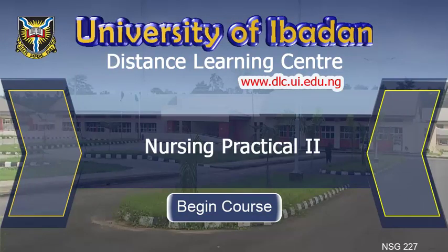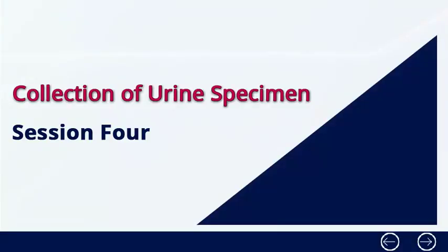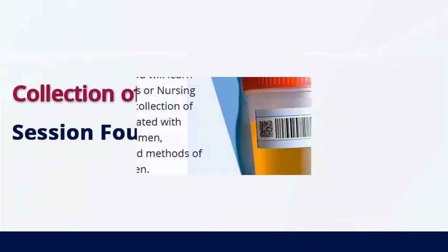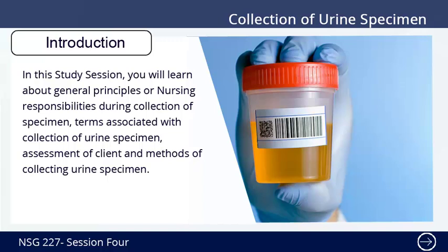Welcome to NSG 227, Study Session 4, Collection of Urine Specimen. Introduction. Collecting urine specimen is one of the diagnostic measures used to identify pathological conditions.